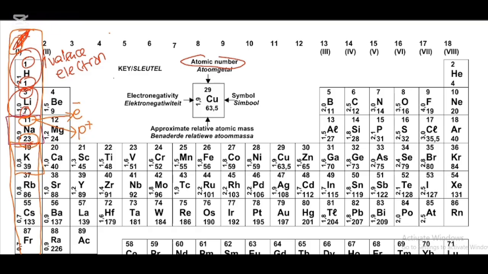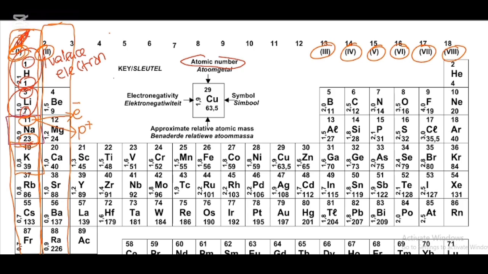Group number 2 have 2 valence electrons. And then we'll go ahead and skip. I want you to check the Roman figures. This is Roman figure 1, Roman figure 2, Roman figure 3, Roman figure 4, 5, 6, 7, 8. So Roman figure 1 has 1 valence electron, then 2 valence electrons, 3 valence electrons, 4 valence electrons.